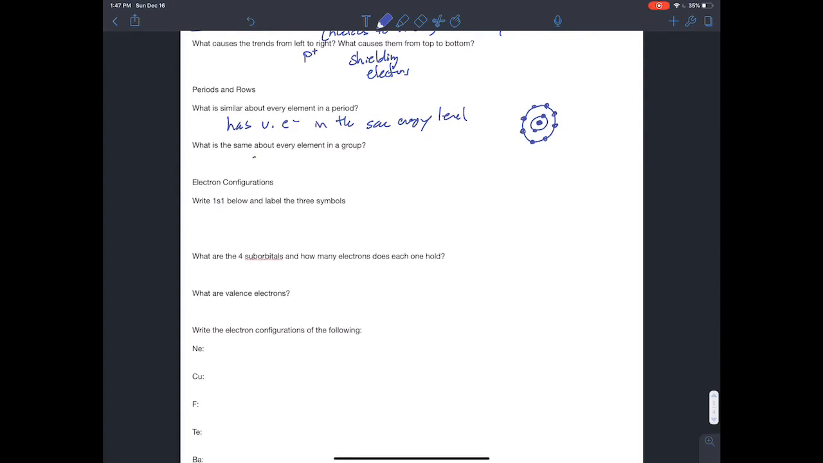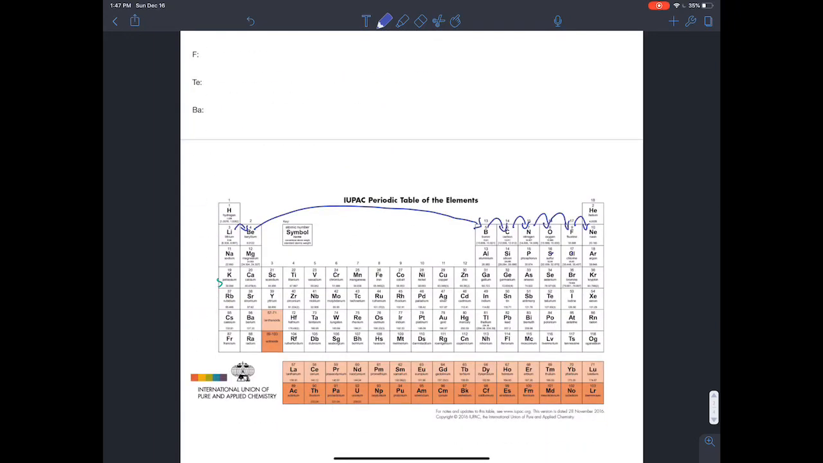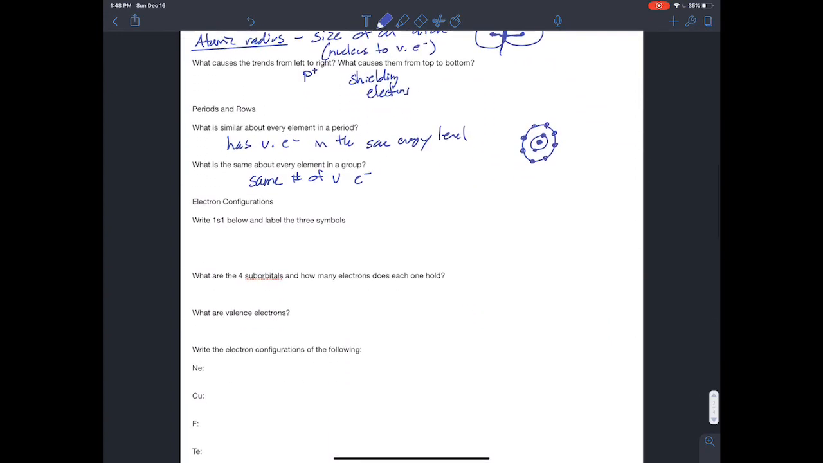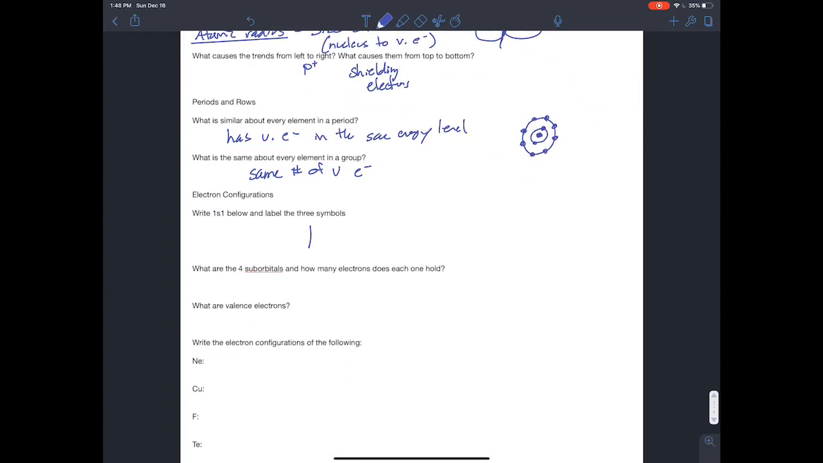Every element in a group has the same number of valence electrons. So they're going to be in different energy levels, but it's going to be the same number. Okay, and for the second group, it would be 2s2, 3s2, 4s2, 5s2, 6s2, and so on and so on. Okay, 1s1.